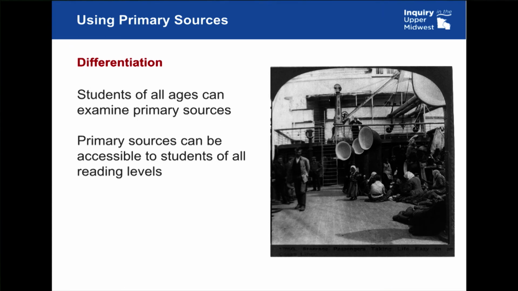The great news about primary sources is that students of all ages, from kindergartners all the way up to seniors in high school, can examine primary sources. They can be accessible to students of all reading levels, starting with visual images like photographs, and then moving all the way up to government documents, and can show students that they are capable of looking at the past through the eyes of people who lived at the time.